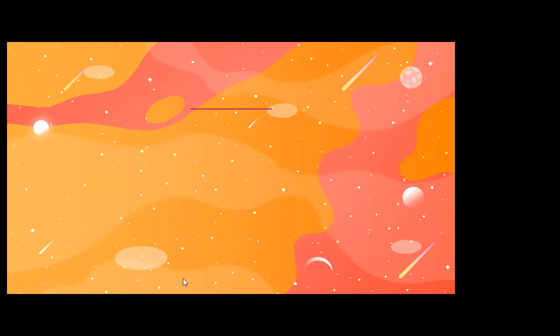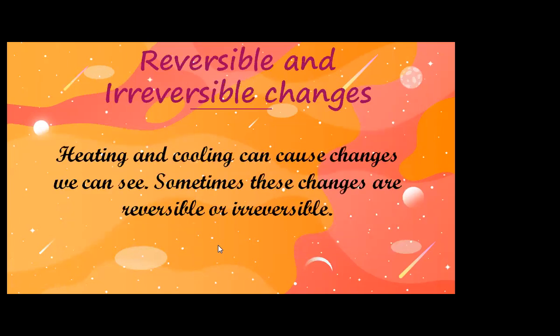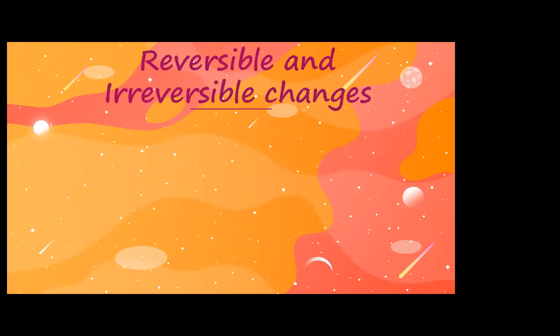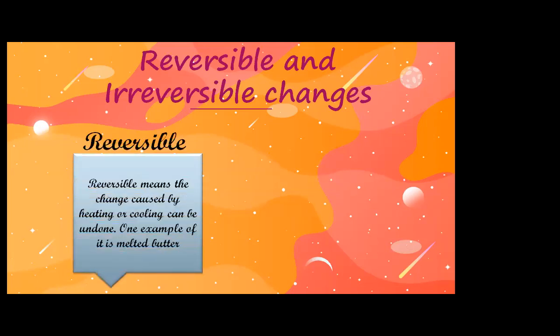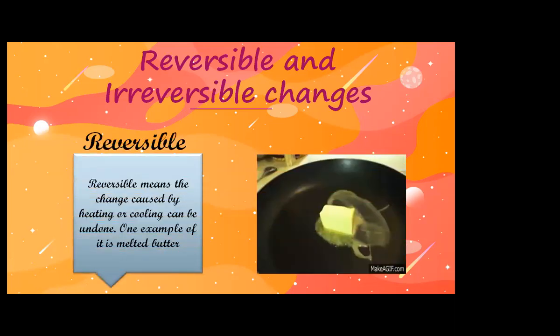Now in the next slide, we are going to discuss reversible and irreversible changes. Heating and cooling can cause changes we can see. Sometimes these changes are reversible and sometimes they are not. And the changes which are not reversible, we call them irreversible. And now we are going to discuss the definition of reversible and irreversible changes.